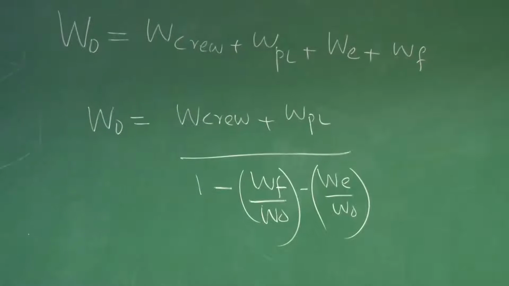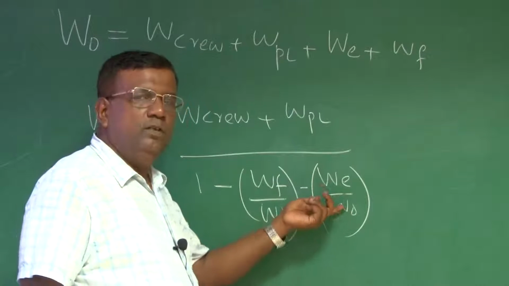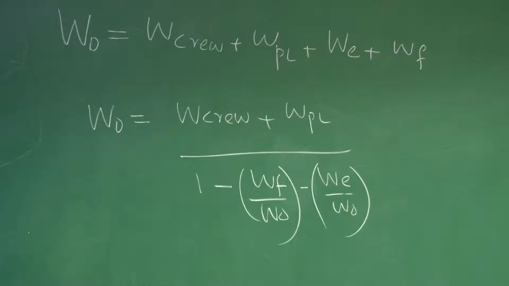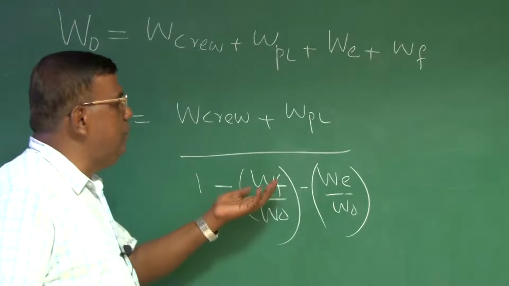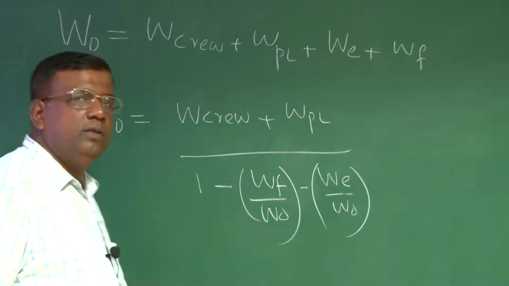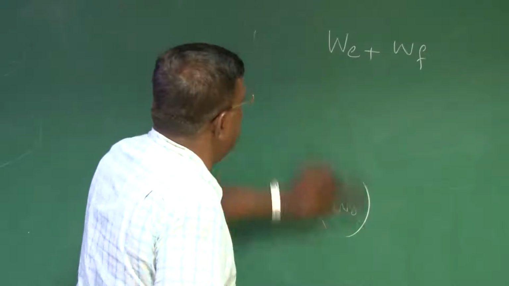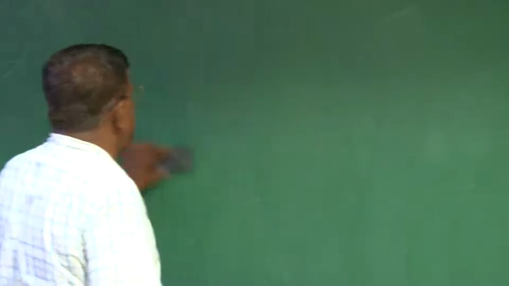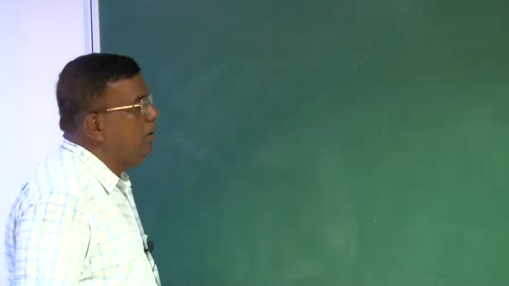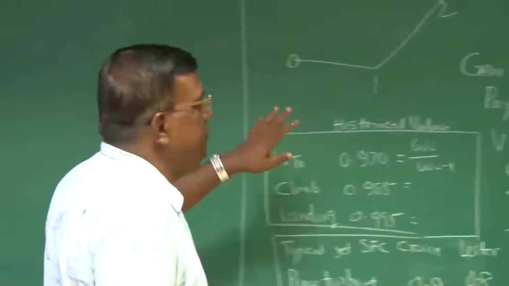We have also discussed how to get WE, that is the empty weight fraction, using the historical data. But for the last few lectures we have been working towards a procedure so that I can find WF by W0, that is how much fuel is required, to get an idea of that. So now we have done everything required to get an initial estimate of WF by W0. We'll try to see how far you have understood the method through an example.